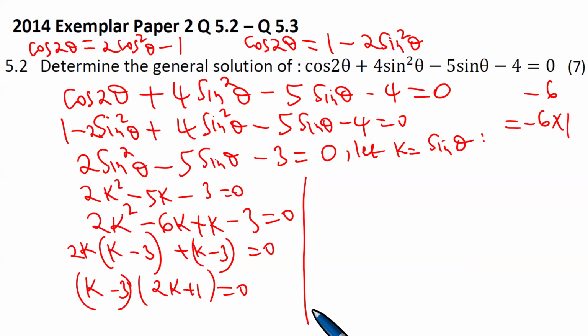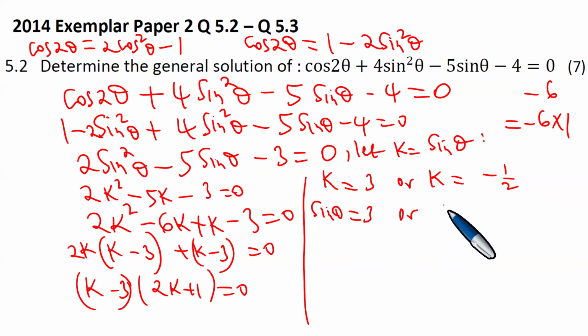We continue. So what is all this here? Right. So we shall be able to get k equals 3 or k equals minus 1/2. But the k is sine, so that sine theta is 3 or sine theta is minus 1/2.